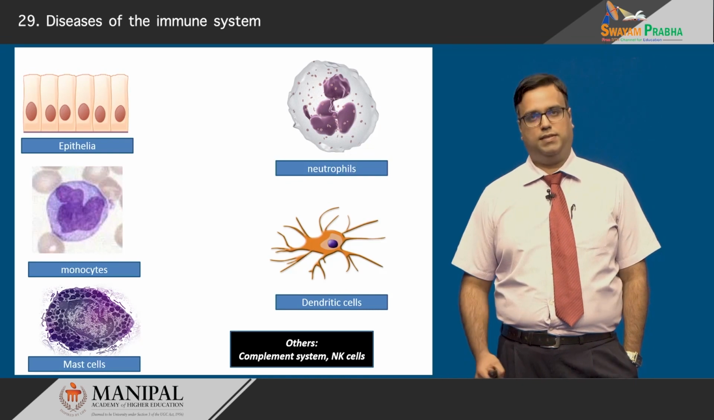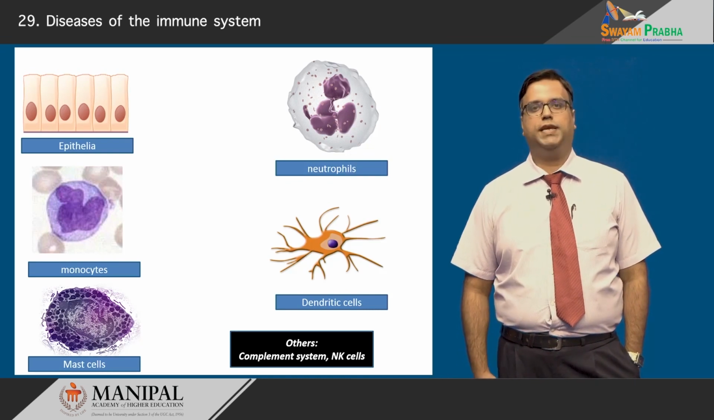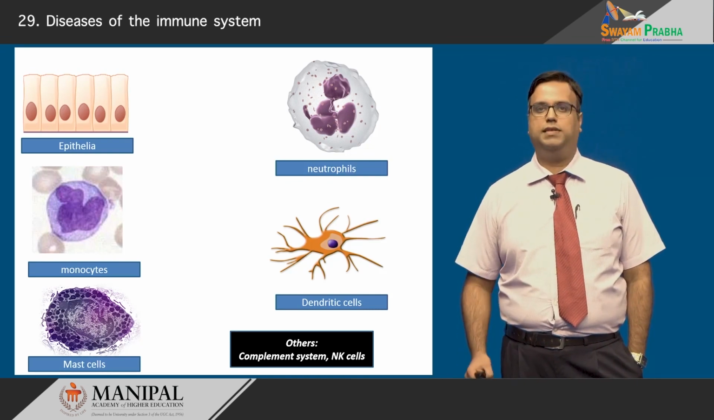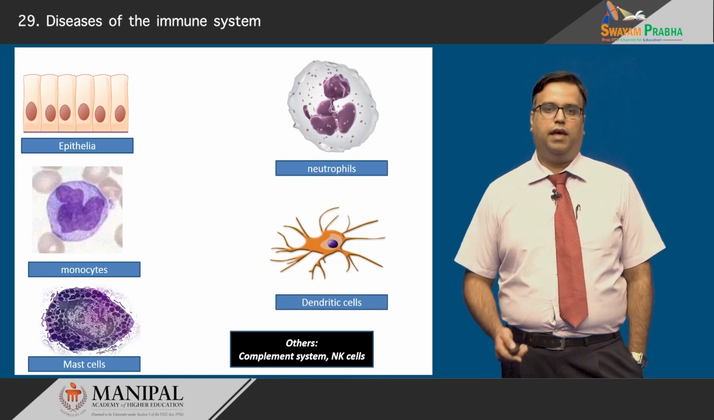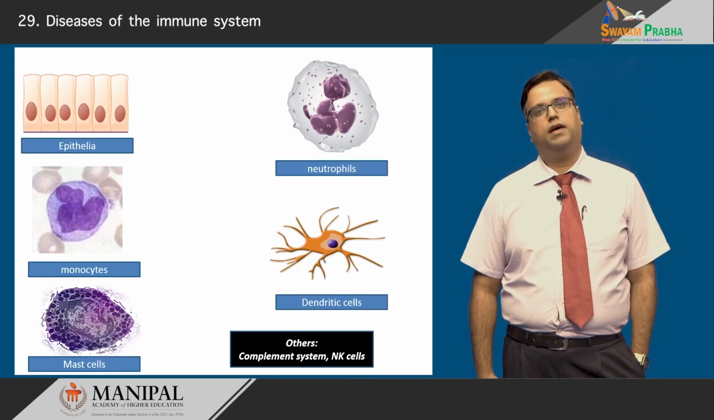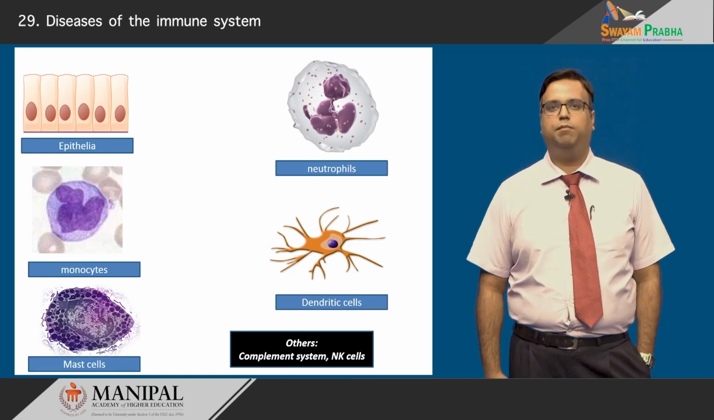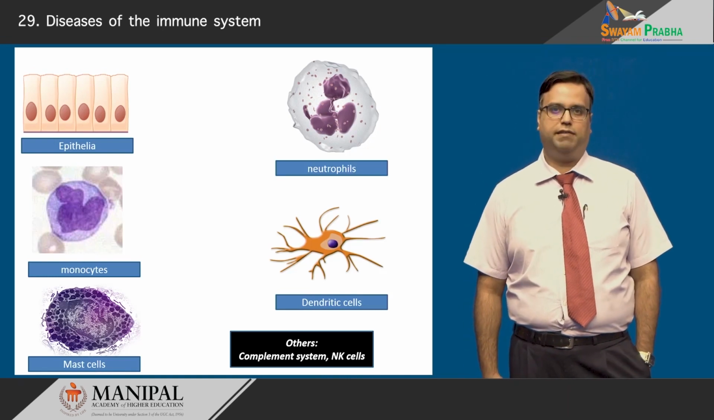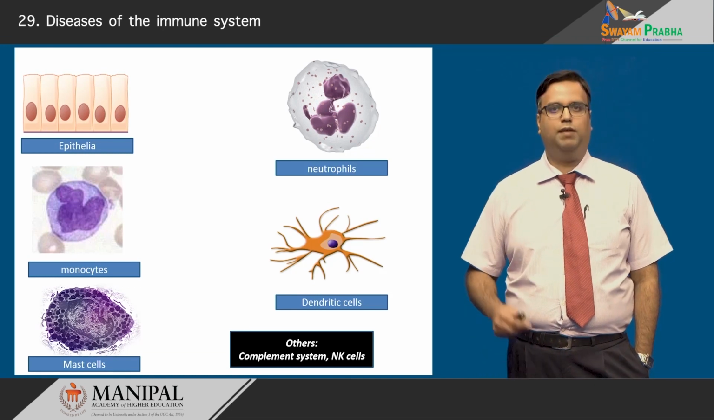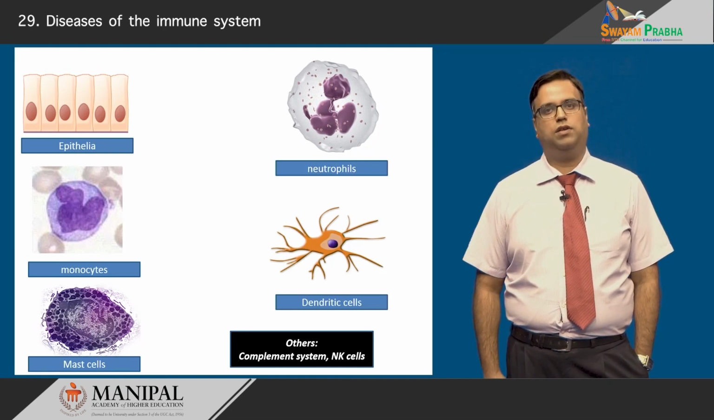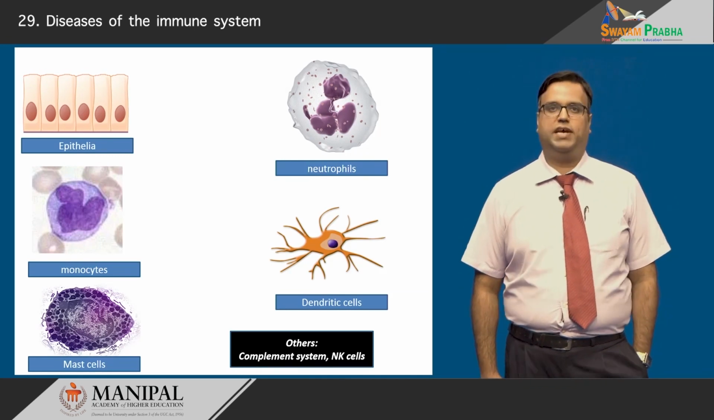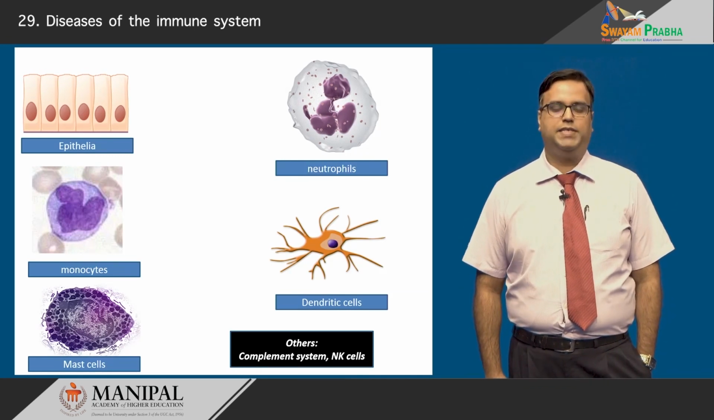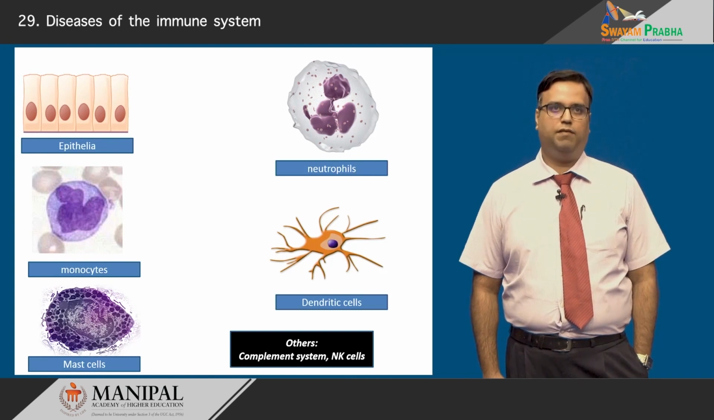You have the mast cells, which release a lot of vasoactive amines, and these mast cells are important in some of the hypersensitivity reactions. And also sometimes forgotten are epithelia, which form a physical barrier but also have some secretory function which can impede any further progression of the antigen. Some of the other components, such as the complement system as well as the NK cells, also have important contributions to the immune system.